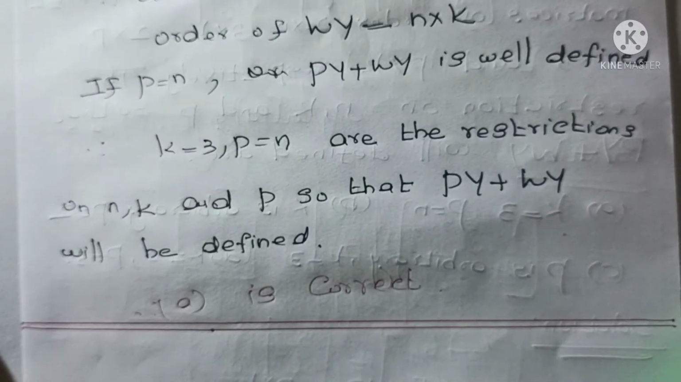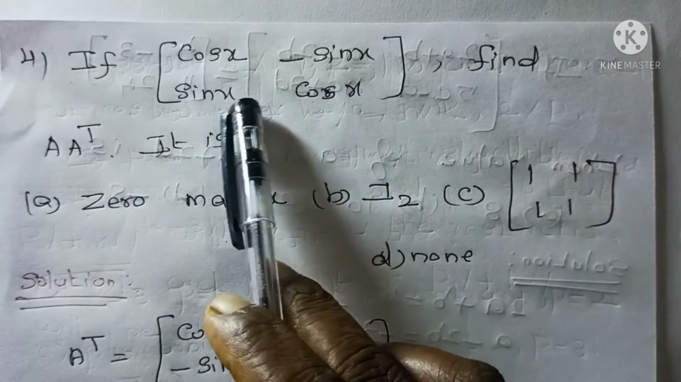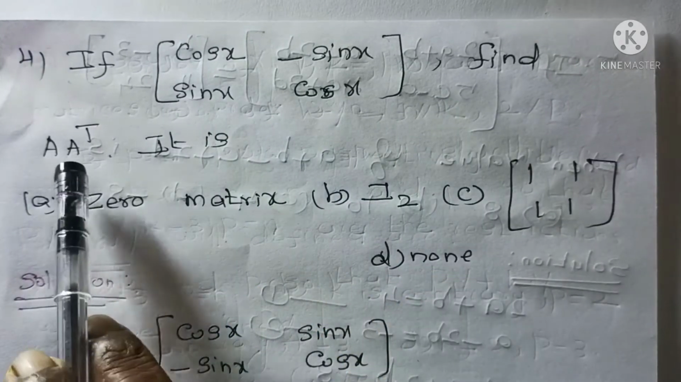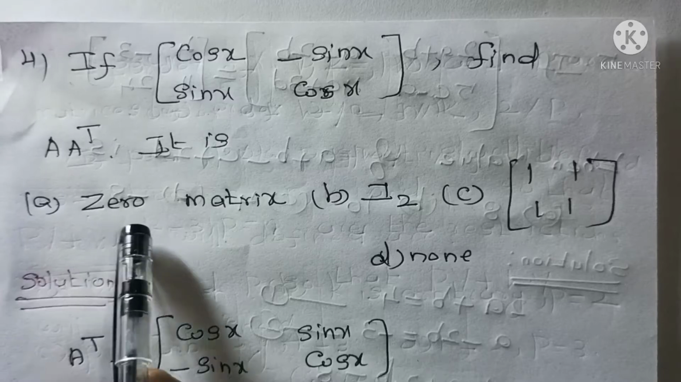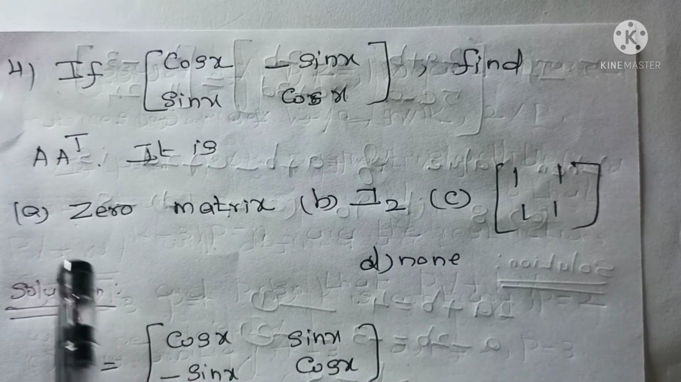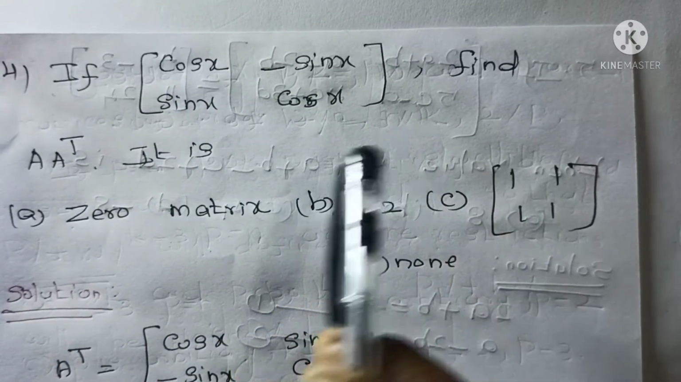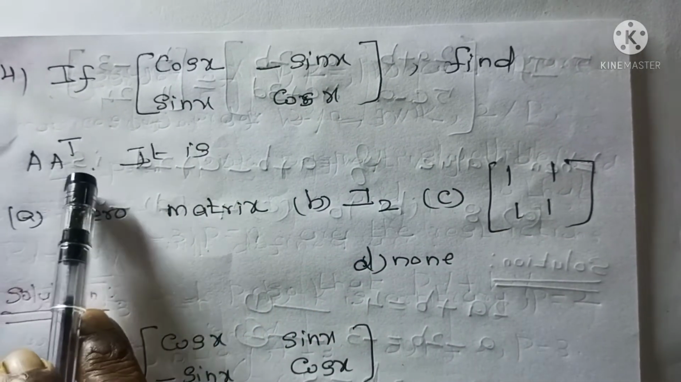Next move on to the fourth question. If matrix A is equal to this matrix, then find A A transpose. The options are the 0 matrix, I2, this one, or none. You have to find A into A transpose. The matrix A is given.